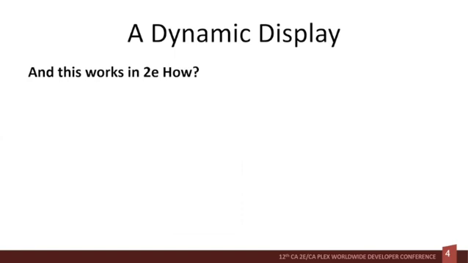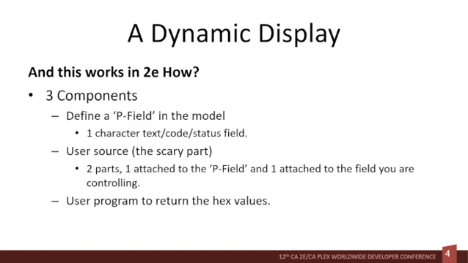So that's great, but how does that work in 2E, since we all know that 2E has some limitations when it comes to things like this. So the way it works is there's actually 3 components that make this work within the model. The first is we define a PField within the model, which is really just a 1-character field. It can be a text field, it can be a status field, it can be a code field, it can be a narrative, anything so long as it's an alphanumeric field.